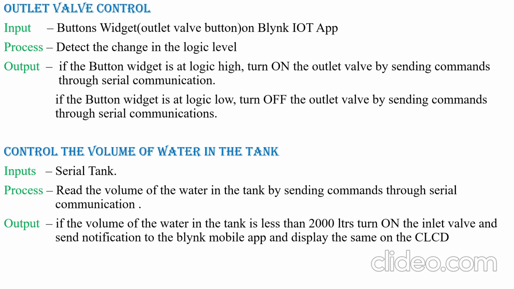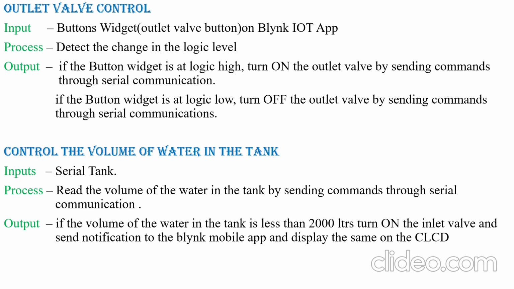Then we have the outlet valve. Input: button widget, the outlet valve button on the Blynk IoT app. Then the process is to detect the change in the logic level. Output: if the button widget is at logic high, turn on the outlet valve by sending commands through serial communication. If the button widget is at logic low, turn off the outlet valve by sending commands through serial communication.